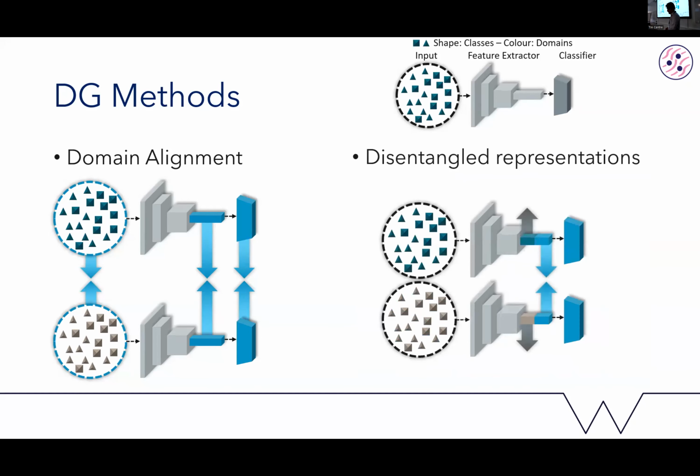Disentangled representation learning does domain alignment, but something else as well. It tries to separate the feature space into domain agnostic and domain relevant feature spaces. And what it tries to do is to make the domain agnostic feature spaces similar to each other for the data that's coming from different domains.